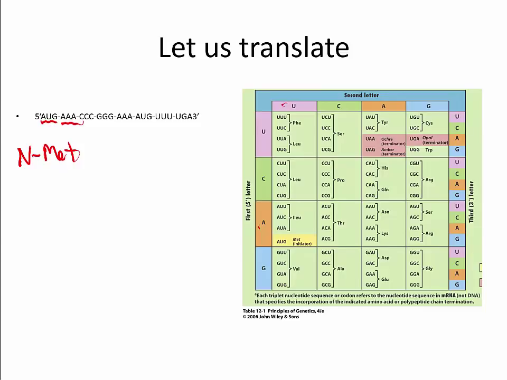So I come back down here. Here's my first letter A, second letter A, and third letter A. And so you can see here it is lysine. And so I'm just going to draw this here as I go like this for lysine. My next one is going to be CCC. So I come over here on the chart again, and it looks like it's proline.